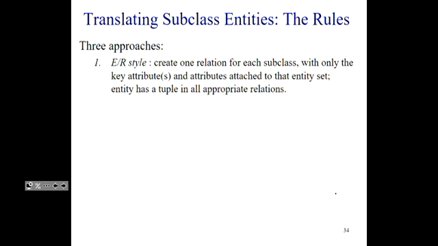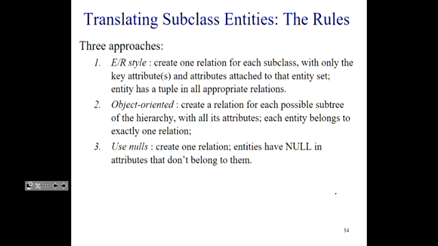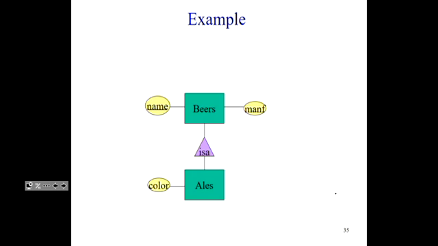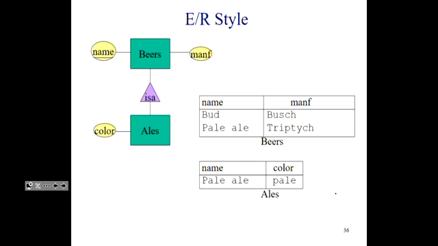So once again, there are 3 approaches: the ER approach, the object-oriented approach, and the null-oriented approach. Here's another example. Here you have Beers, which is the parent class, and Ales, which is a subclass. For the ER style, you will have one relation corresponding to beers and one corresponding to ales. In the beers relation, you have the name and the manufacturer. In the ales relation, you have the name because that's your key from beers, as well as the color, because that's the other attribute corresponding to ales.